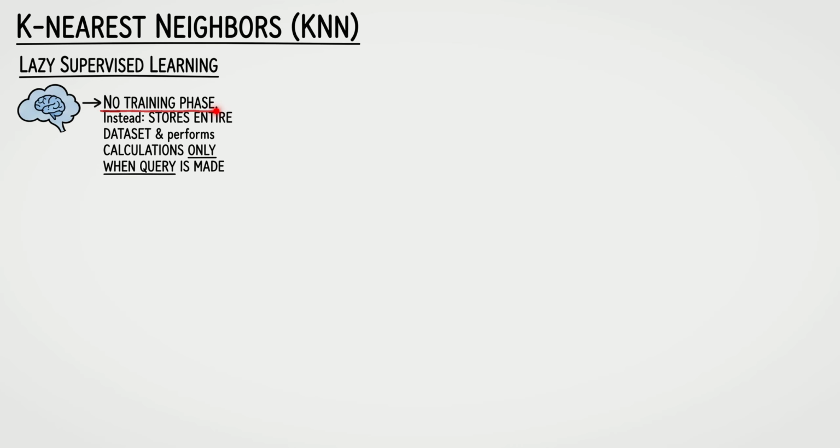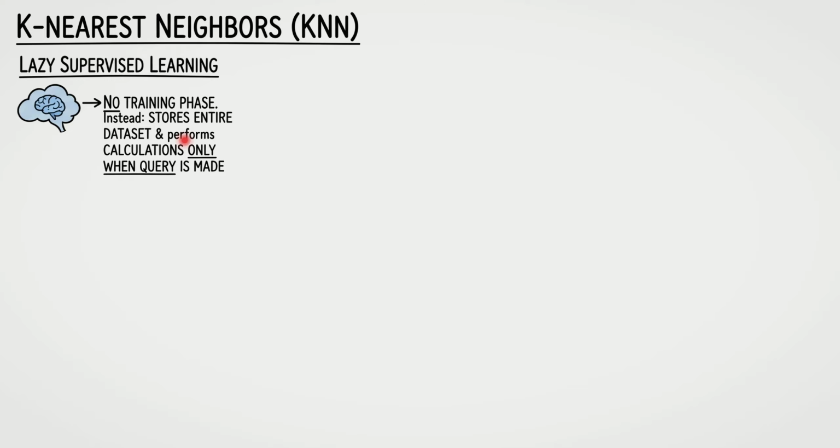This algorithm is what we call a lazy supervised learning. Why lazy? Well, if you look at this brain icon here, notice that it essentially has no actual training phase where it learns complex rules upfront. Instead, it literally just stores the entire dataset in memory and sits there doing nothing. It only performs calculations exactly when a query is made.